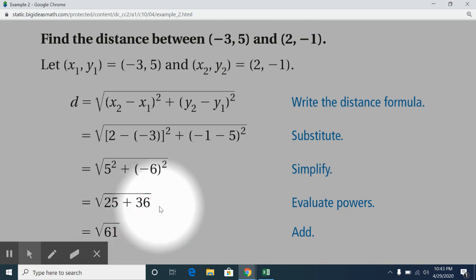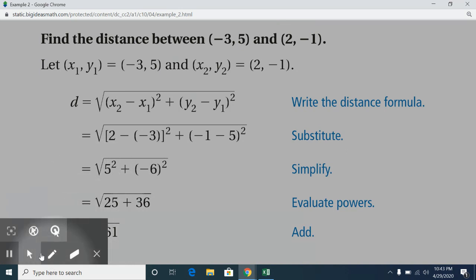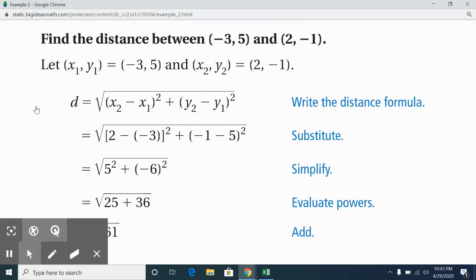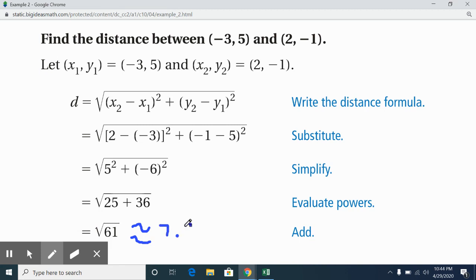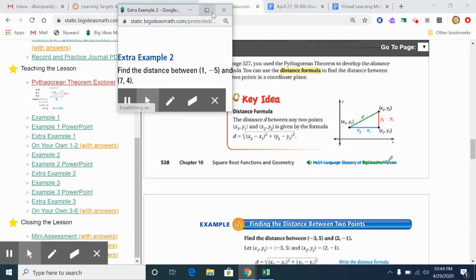Now the book just kind of leaves it as that, which is fine. But if we actually wanted to evaluate the square root of 61, I always say round to the nearest tenth. If I took the square root of 61, I end up with 7.81. So rounded to the nearest tenth, I'm going to put approximately 7.8. So that's pretty much it. Pretty simple. Let's do one more example here.